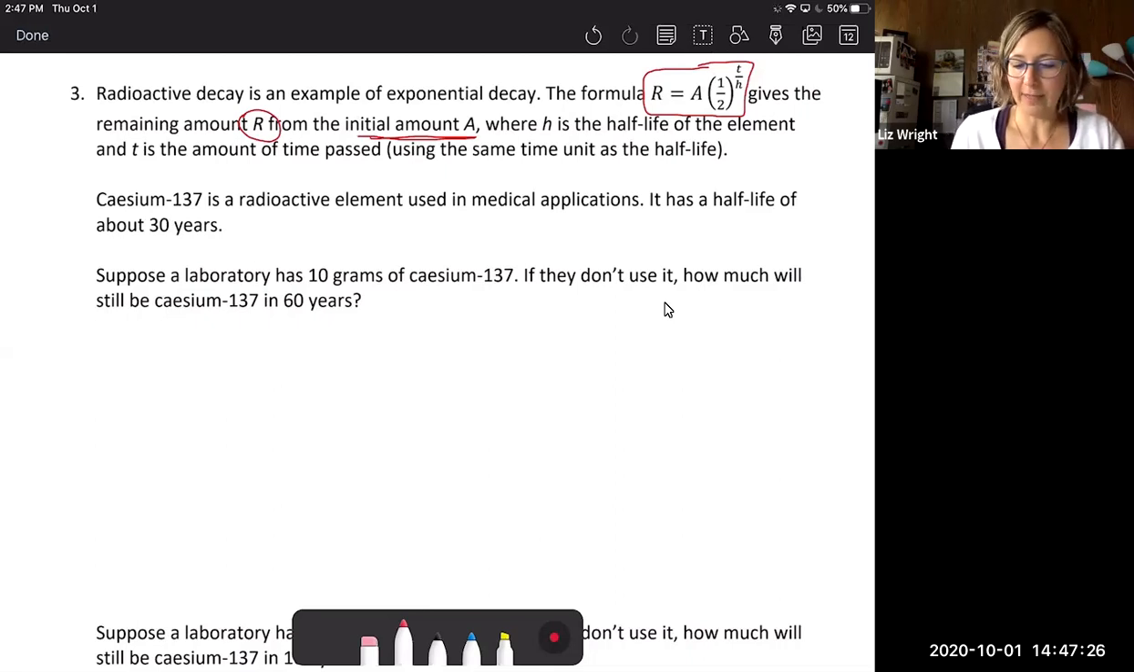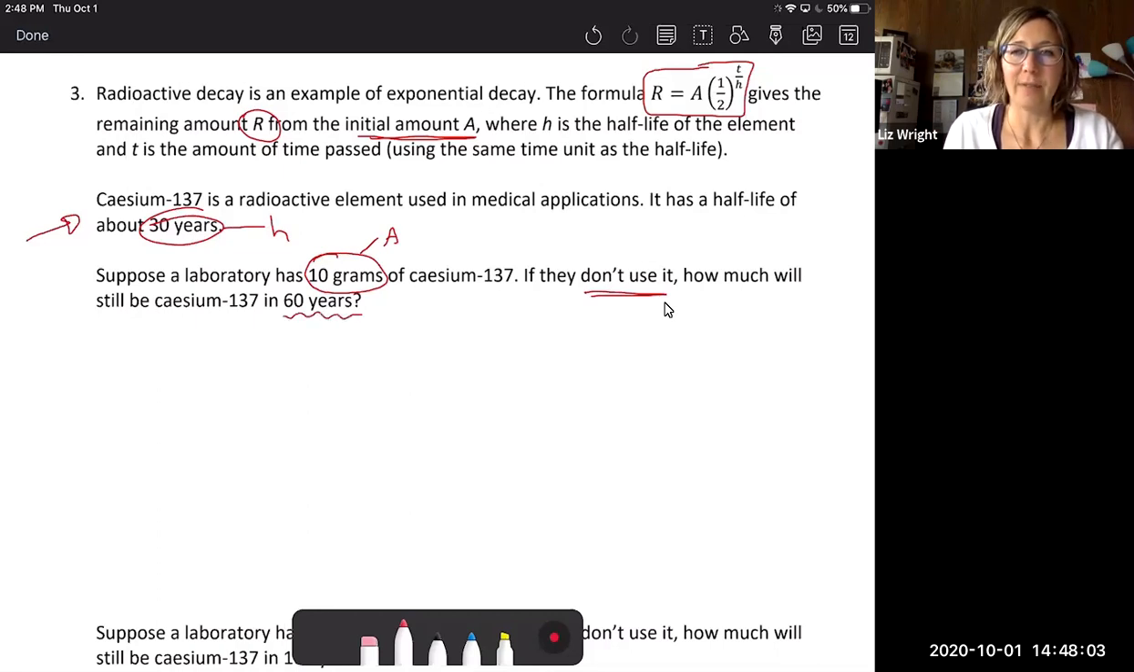So here we go. We're given the information. Cesium-137 is a radioactive element used in medical applications. It has a half-life of about 30 years. So there's our H. That's going to be our half-life. Suppose a laboratory has 10 grams of cesium-137. So right here, that's going to be our initial amount because it's telling us what we have. If they don't use any of it, how much will still be the element cesium-137 in about 60 years?